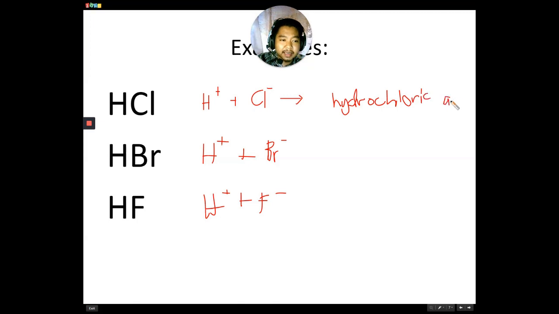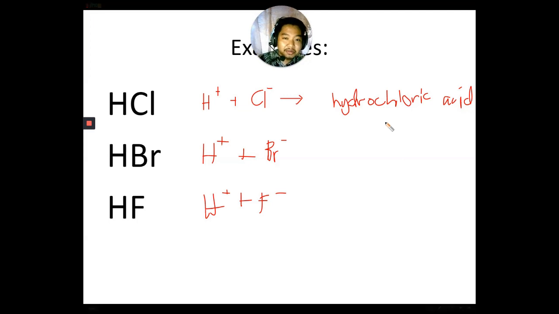acid. Sounds familiar? Our parents use this to clean, especially our bowl, our CR, our tiles. My grandparents would often use the term muriatic acid. Don't touch that.